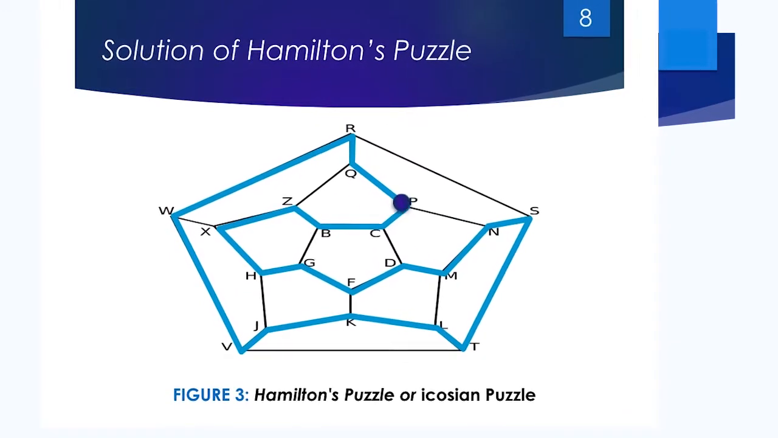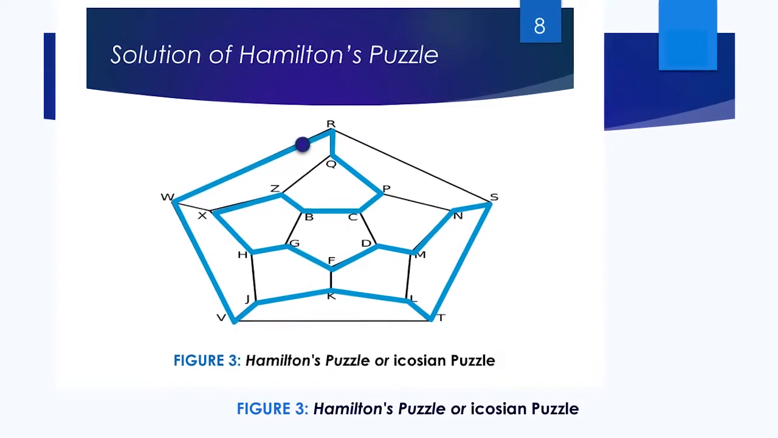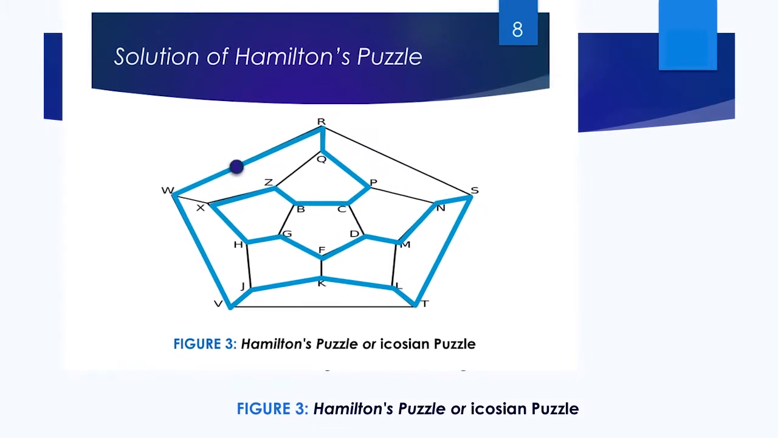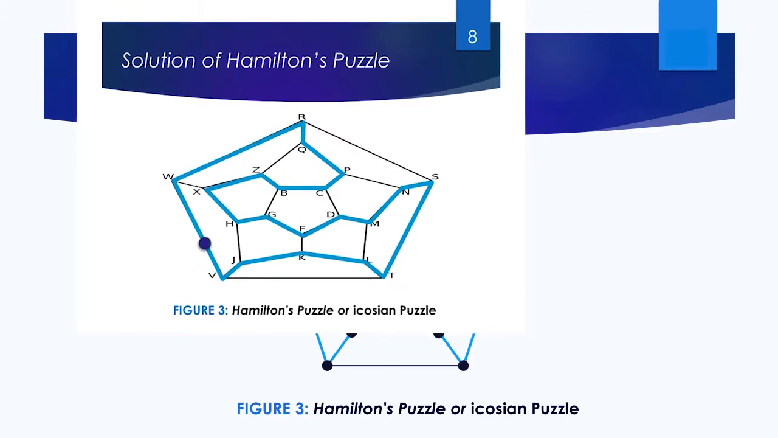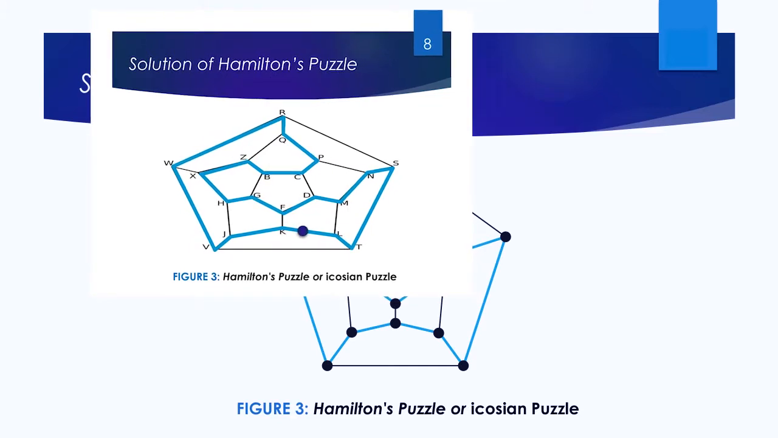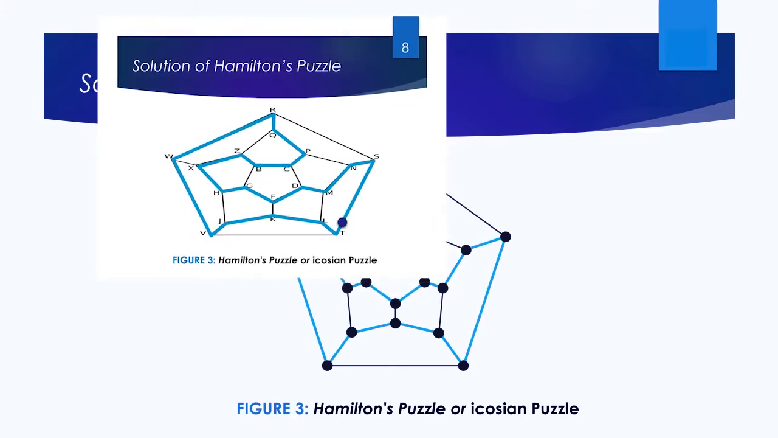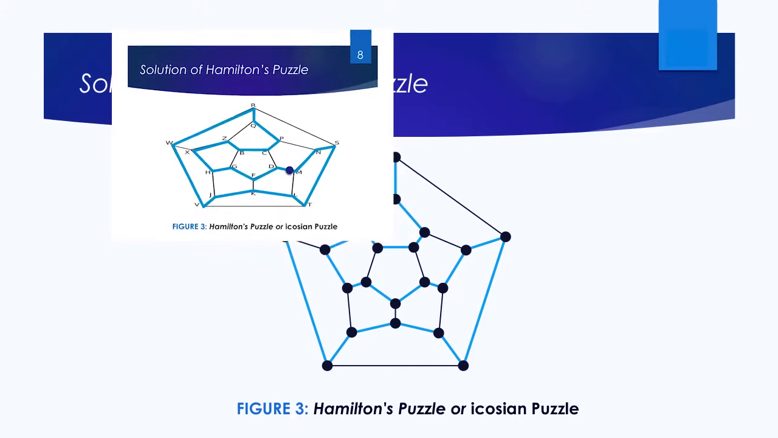Is there a circuit in the graph shown in figure 2 that passes through every vertex exactly once? Finding the answer to this question solves the puzzle, because this graph is isomorphic to the graph consisting of the vertices and edges of the dodecahedron. So a solution of the Hamilton puzzle is shown in figure 3.